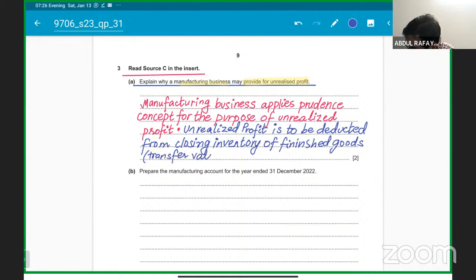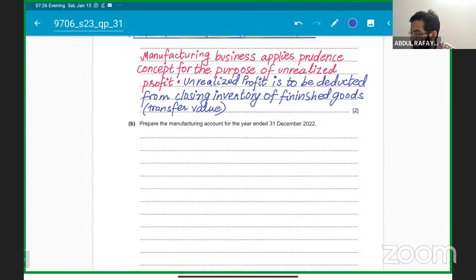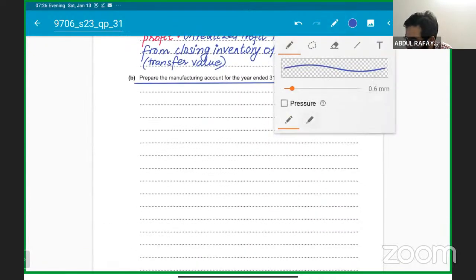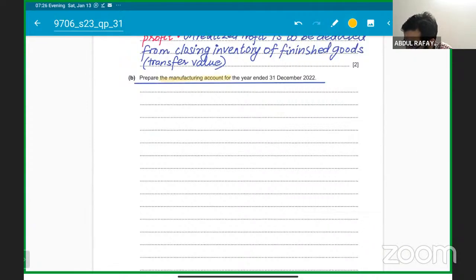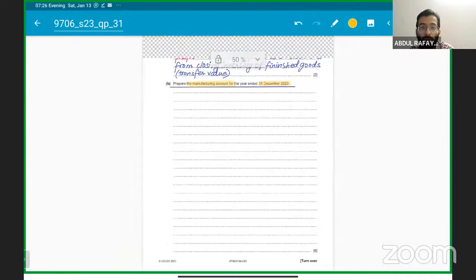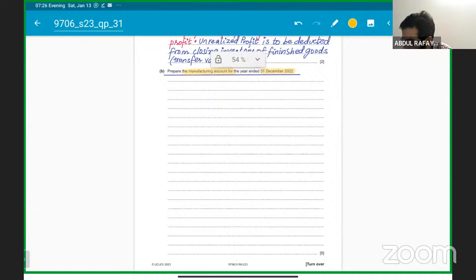ट्रांसफर वैल्यू ही कह सकते हैं, ओके। नेक्स्ट थिंग वी हैव टू मेक स्टूडेंट्स द मैन्युफैक्चरिंग अकाउंट, ओके, सो वी हैव टू प्रिपेयर द मैन्युफैक्चरिंग अकाउंट and that is basically of 6 marks, okay, for the year ended 31st December 2022. So let's get started with how we are going to make the manufacturing account. The format I've already shared with you, okay? Any problems, let me know.